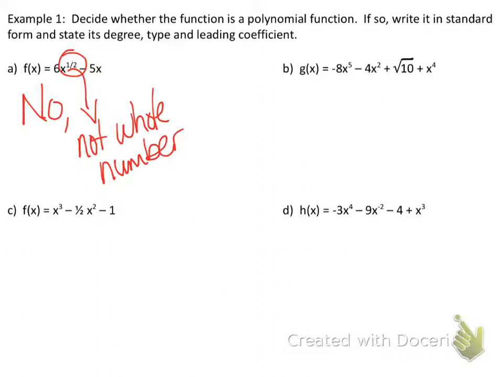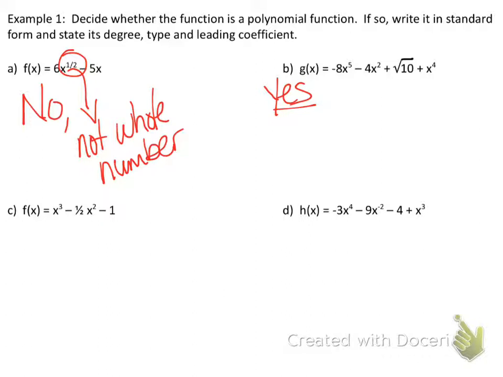Is the second one a polynomial? Well, you might think it's not because it's got that square root of 10, but remember that our constants or our coefficients need to be real numbers, which means they're not going to be imaginary numbers. If that was the square root of -10, it would not be a polynomial. But the square root of 10, we could get a decimal approximation for that and add it to something else. So it is a polynomial.